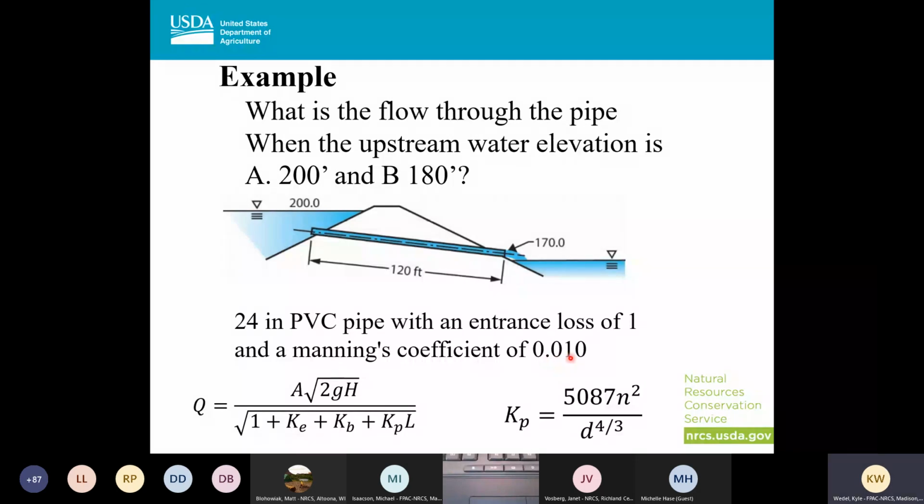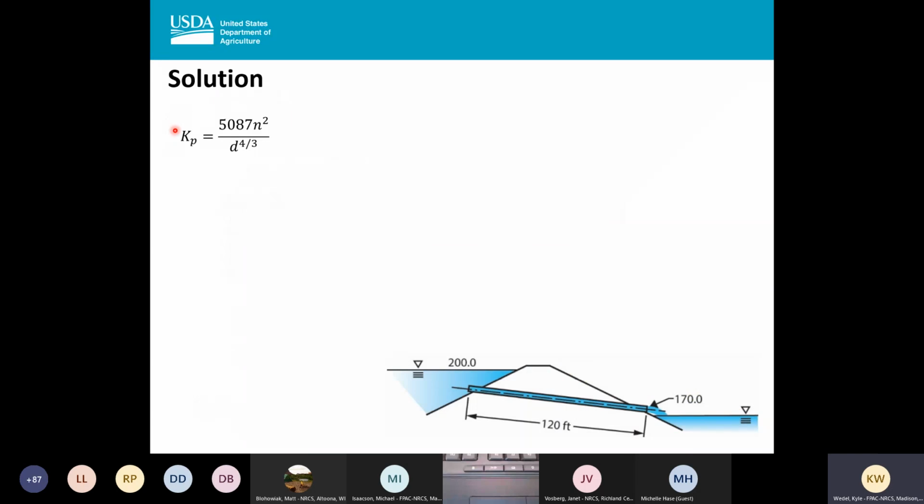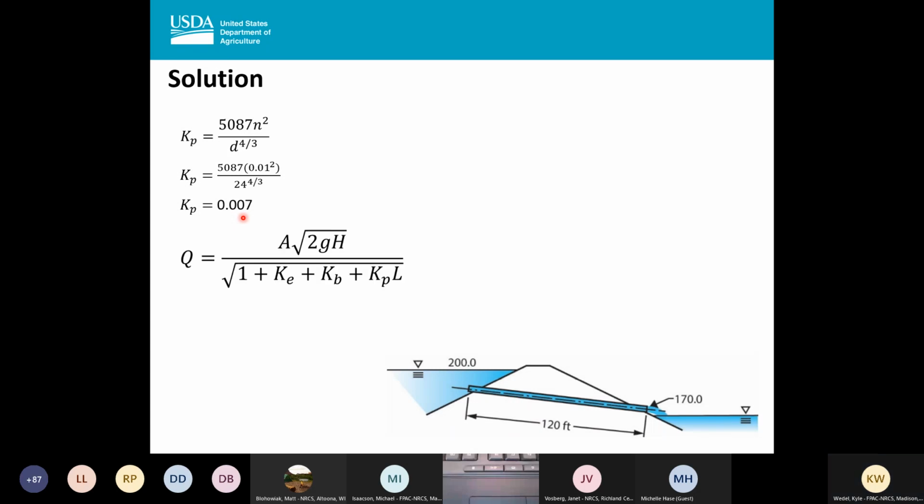So the first thing I'm going to do is calculate out my friction loss. I know N is 0.01 and I know my diameter is 24 inches. And so I'm going to calculate that out, and I'm going to come up with an answer of 0.007.